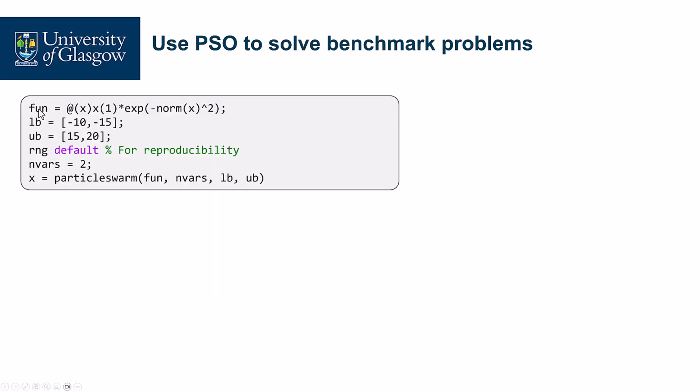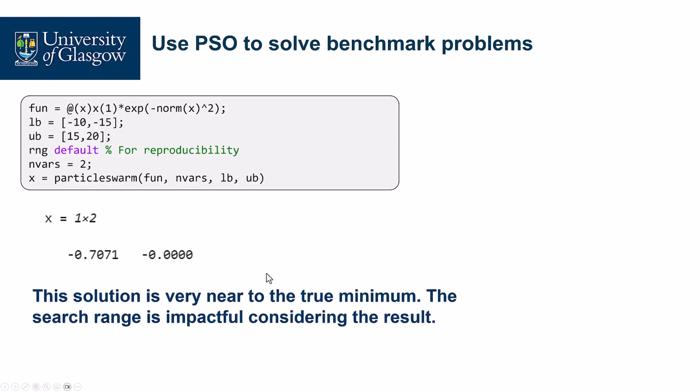Here, this is the result. I put the lower bound and the upper bound of the two variables in the function particleswarm. Then let's see what the result is. We can see it is here, right? The first one, minus 0.7, the second one near 0. So this solution is very near to the true minimum. This means the search range is very impactful. Also in real-world engineering, every design variable has a search range, so deciding the correct search range is important.